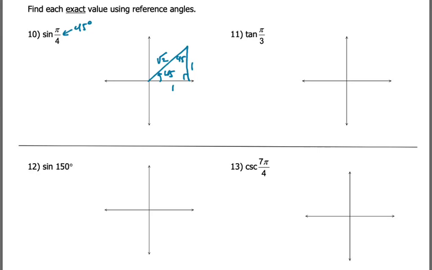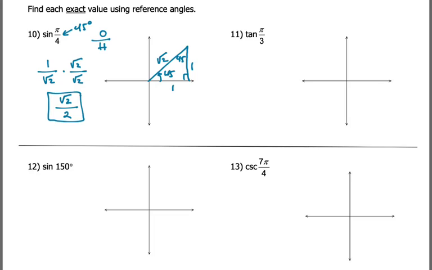Okay, so if we're going to find the sine, remember sine is opposite over hypotenuse. So for that triangle, it's going to be 1 over square root of 2. We're not supposed to have square roots in the denominator, so we're going to rationalize the denominator by multiplying by square root of 2 over square root of 2. And so that simplifies to be the square root of 2 over 2. So that's what the sine of pi over 4 is.